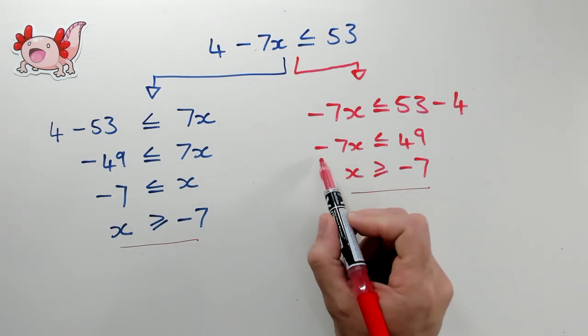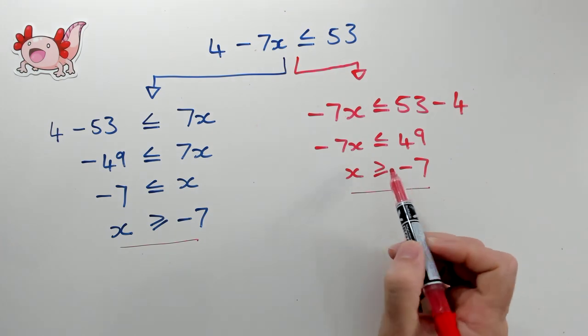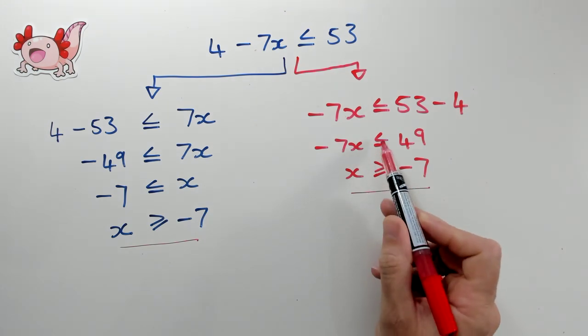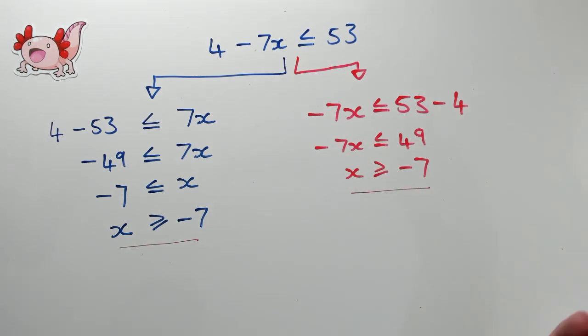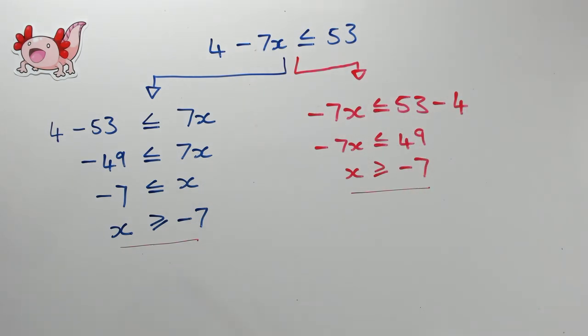So the rule is anytime I divide or multiply with a negative number, I have to change the direction of my inequality sign. And the reason for that is just because I'm changing the value from a positive to a negative number, which doesn't really affect an equation, but it does definitely affect inequalities.